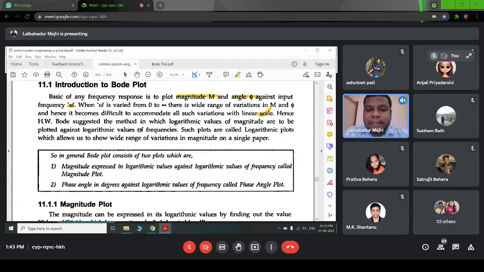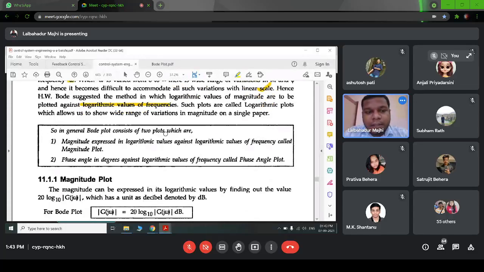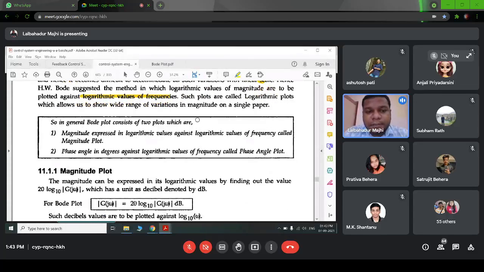Without taking the frequency directly, we can plot against the logarithmic value of frequencies. Such plots are called logarithmic plots, which allow us to show a wide range of variation in the magnitude on a single paper. So the Bode plot consists of two plots.